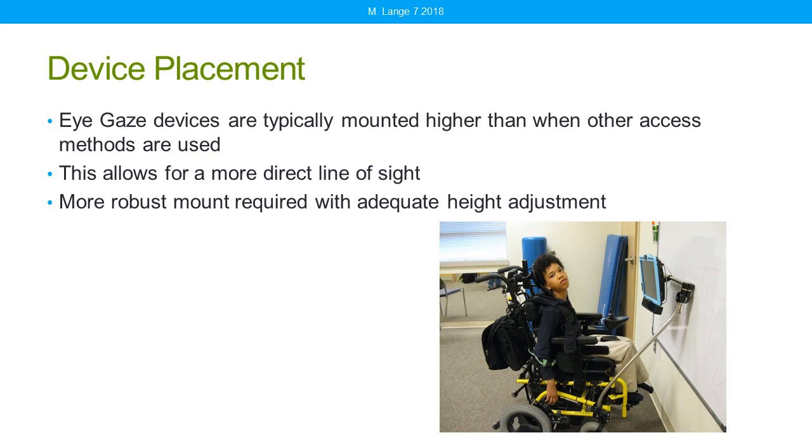So let's talk a little bit more about device placement. Eye gaze devices are usually mounted higher than when we use another access method, such as direct or switch access, because we're trying to provide that direct line of sight without the head hanging forward, without a hyperextended position. This means we need a mount that is a little tougher. It takes a stronger mount to hold something so high because we now have more of a lever arm, and these devices often weigh more because of the technology required for eye gaze. So that's something we need to keep in mind with mounting, and there is some more information on the mounting chart that's available on my website.